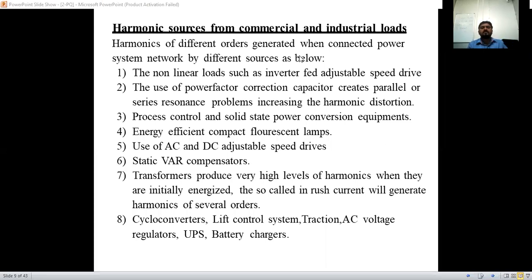So one by one we will start: what are commercial loads and what are industrial loads. We will discuss that. So we will start with the commercial load.